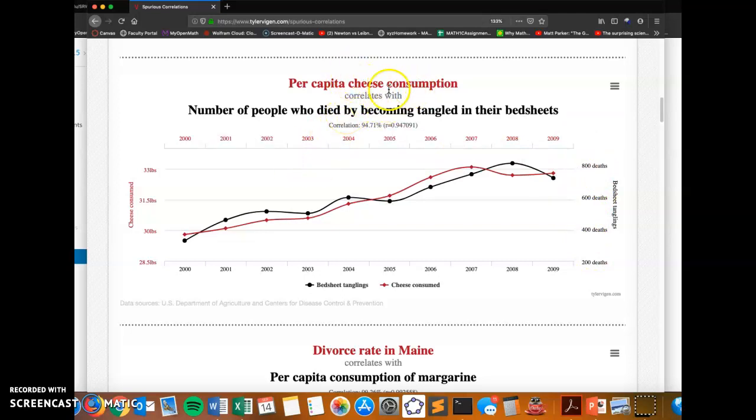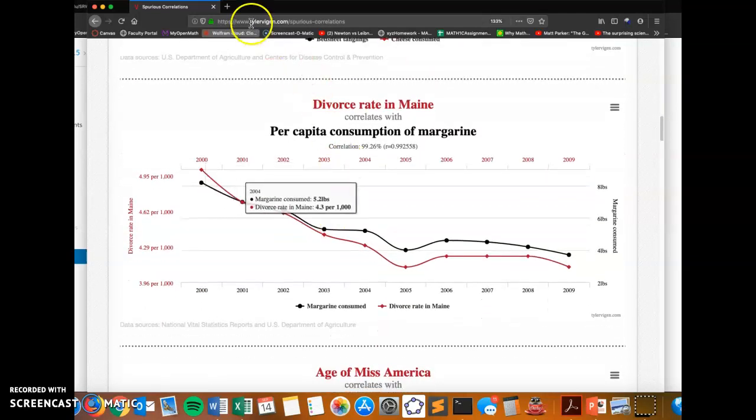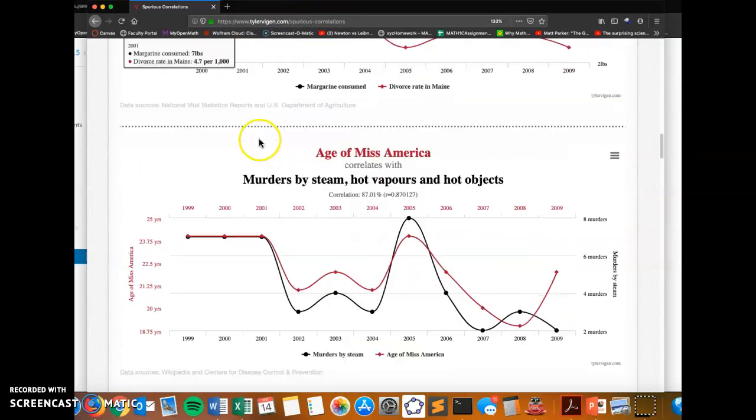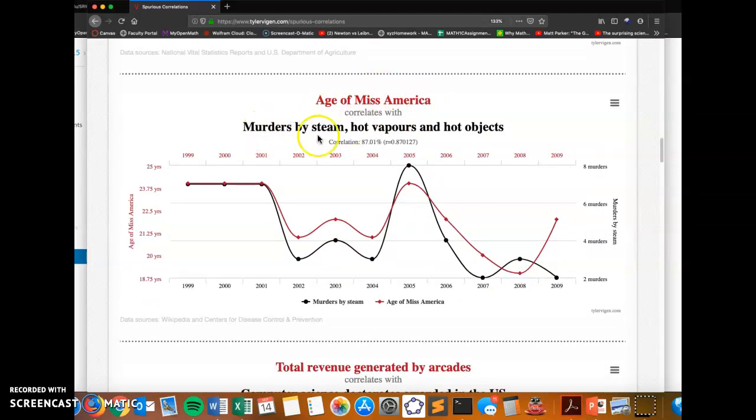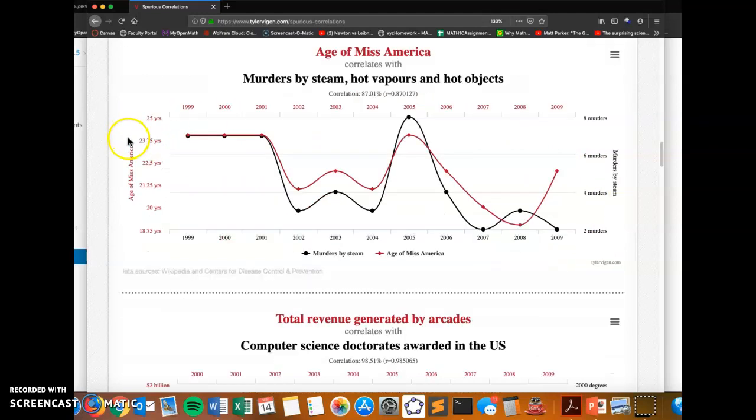And maybe you want to think that if you just eat pounds of cheese, then you die because you can't get out of your bed sheets. But generally, I think most people would say that there's really no causation between these two. A very strong mathematical correlation. And if you just Google spurious correlation, there's a bunch on here. Divorce rate in Maine and consumption of margarine. Age of Miss America and murders by steam, hot vapors, and hot objects. Not too many murders, luckily, in this case, but very strong correlation with the age of the Miss America winner.